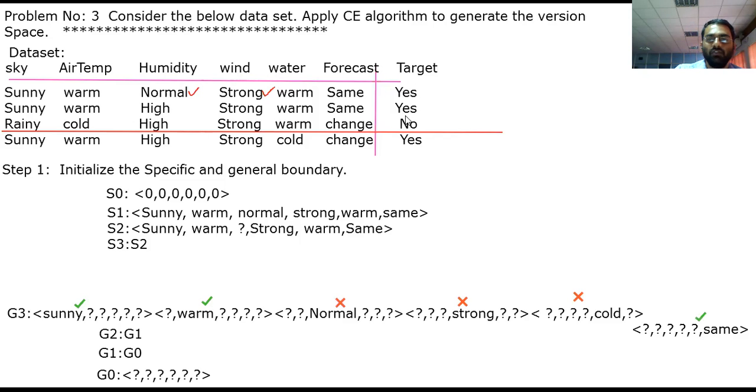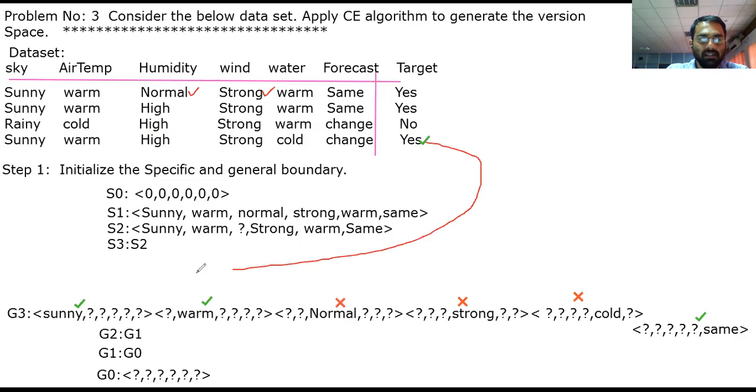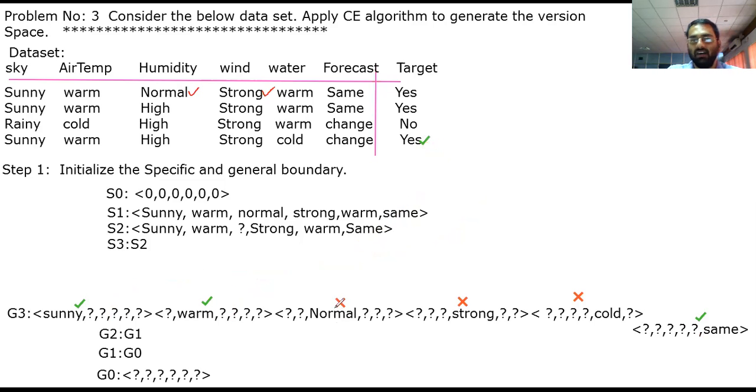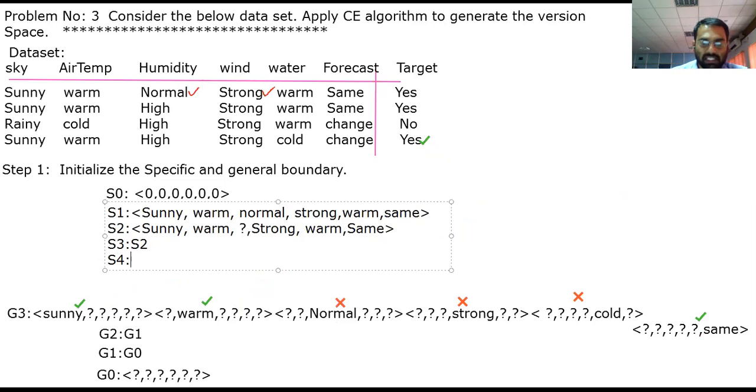So now we'll go for the next instance, that is x4. Let us apply x4 to the specific boundary. After that, we have to apply x4 to all these three needed hypotheses, to this one, to this one and to the last one. The middle hypotheses we have to neglect because they have misclassified the instances. So let us apply x4 to the specific boundary. The moment you apply x4, the specific boundary is updated to s4.